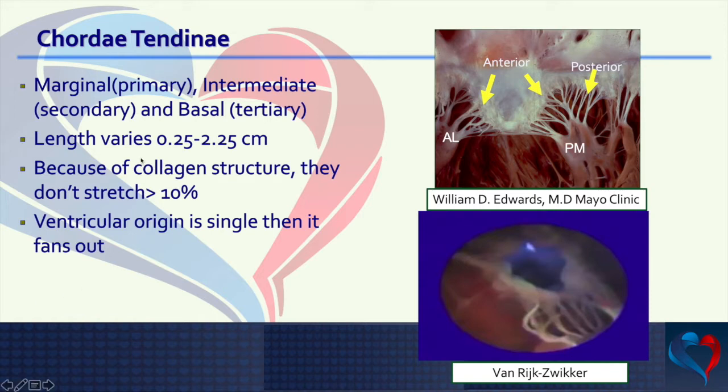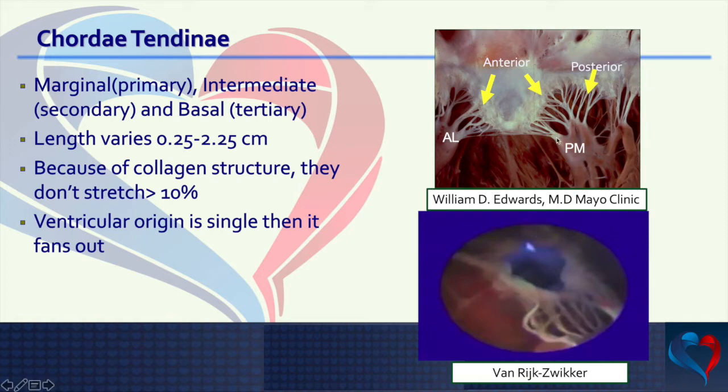Looking at chordae tendineae, we have different types of chordae. We have the primary chords, the secondary chords, and the tertiary chords. The primary chord is called marginal, the intermediate is called secondary, and the basal is called tertiary. Usually the chordae are about 0.25 to 2.5 centimeters in length, and because of their collagen structure, they do not actually stretch more than 10% of their length.